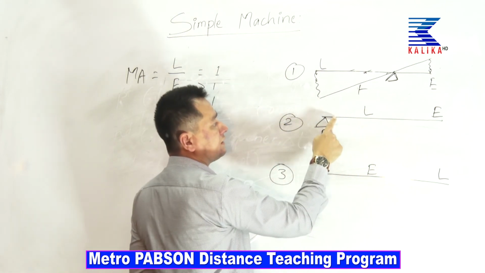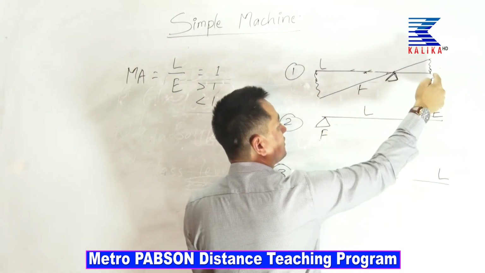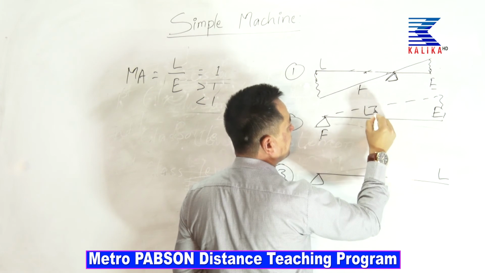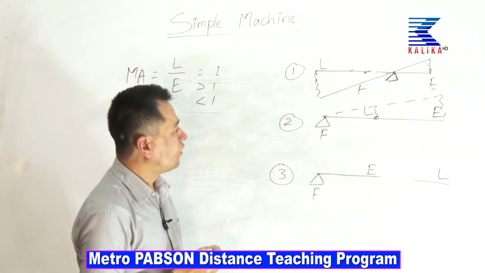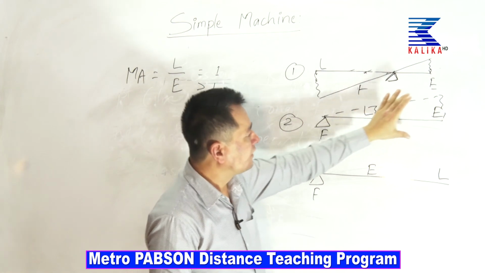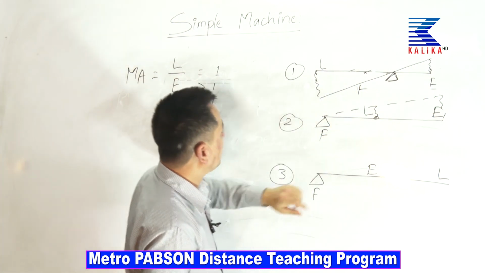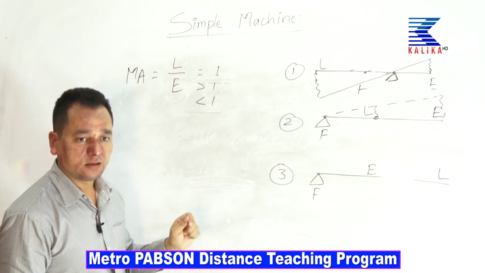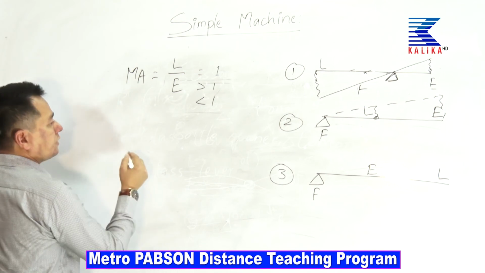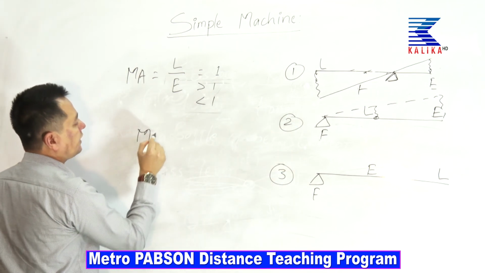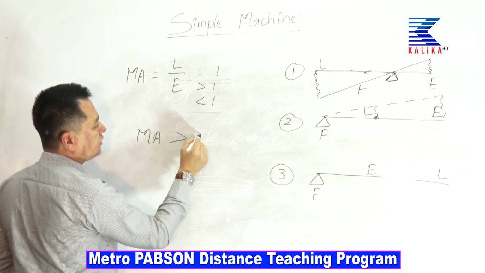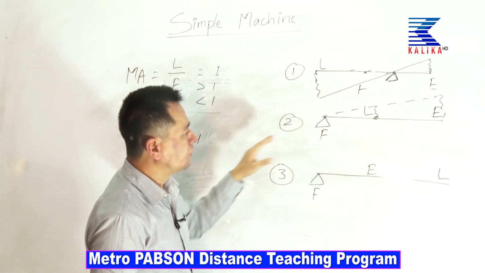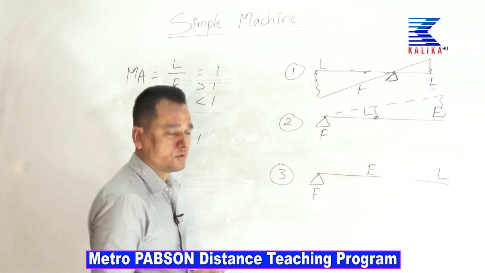So wherever the load lies, here, here, here, the effort distance, this is the effort distance, so load is here, so this is the load distance. So effort distance is always greater than the load distance. So when effort distance is greater than load distance, effort required is always smaller than the load overcome. So in case of second class lever, MA is always greater than 1. It is never smaller or equal to 1.